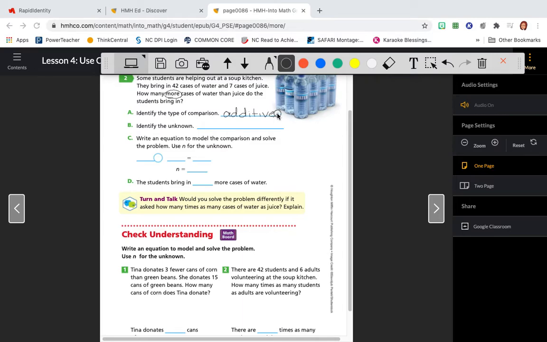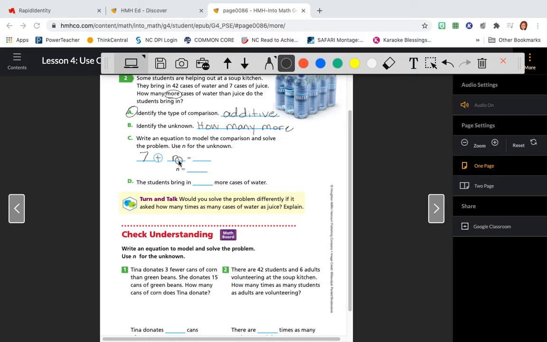Identify the unknown. What are we trying to find out here? Looking at our question, we're trying to find out how many more cases of water than juice. So now we create an equation. So we know we're using the additive equation. We've already decided that. So let's take the information that we have. We're going to use an N for the unknown. So we know that we have 7 cases of juice. And then we're going to put our plus sign here. N is how many more cases of water we have. We don't know that yet.